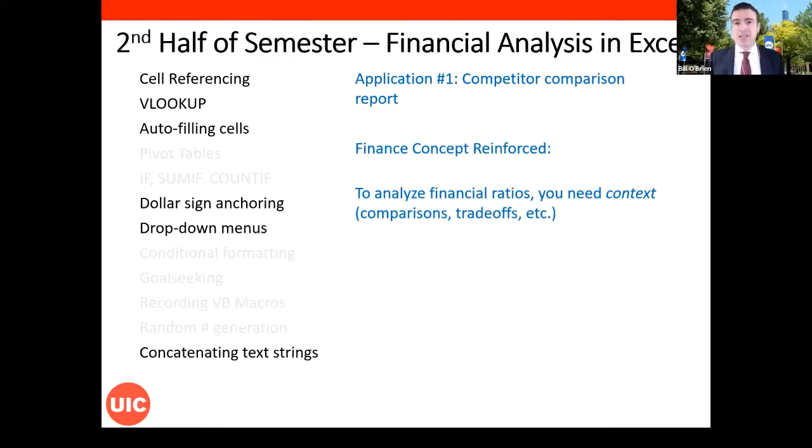If a company has a 40% debt ratio, is that good? Is that bad? We don't really know unless we analyze it within itself over time, if we analyze it versus its competitors, if we understand the trade-off between debt ratios and other financial ratios like ROE that the company has.